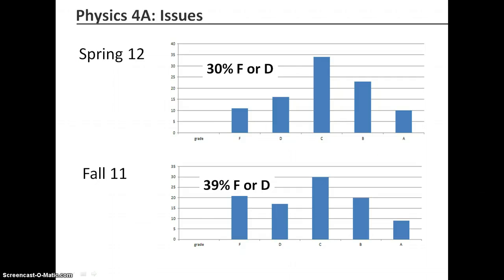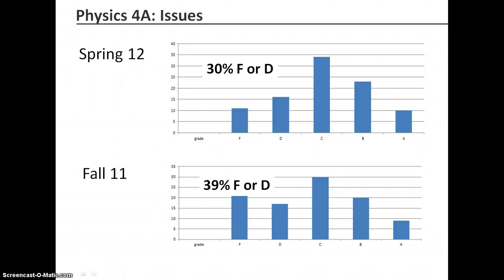Back to Physics 4A. Why am I in this academy? Well, I think one reason is we have this problem here. Results from spring 12 and fall 11 of the grade distributions from my section of Physics 4A. Both these sections had 100 students, and as you can see, in the spring we had a 30% rate of D or F, and in the fall of 11 it was worse, it was 40%, and this seems to be standard, between 25 to 40% D or F, and this just seems unacceptable.